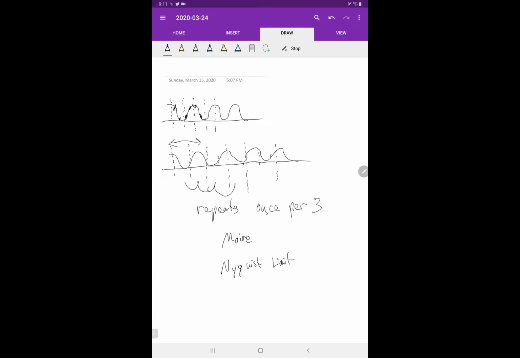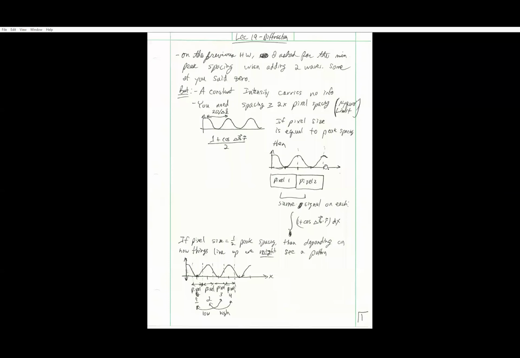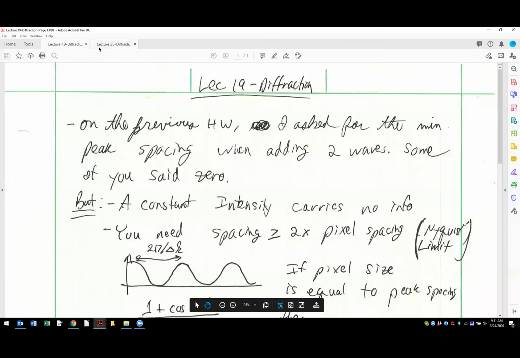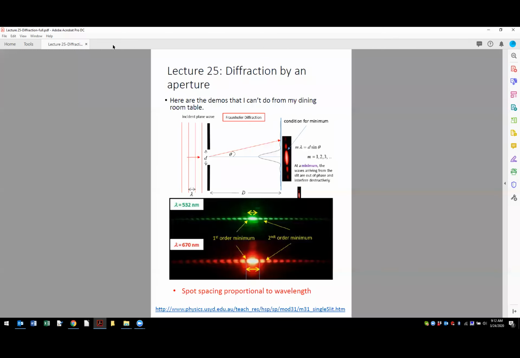Okay, then let us switch gears. I'm going to switch back to the other device, and I'm going to change the view here, close this one.